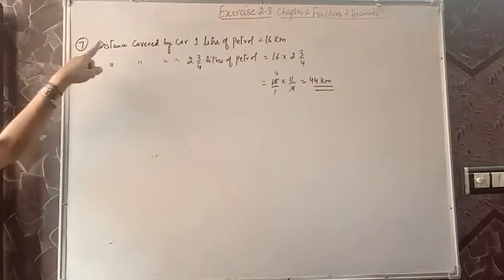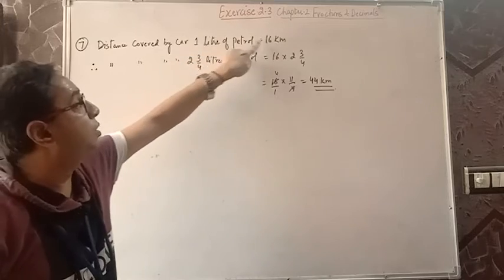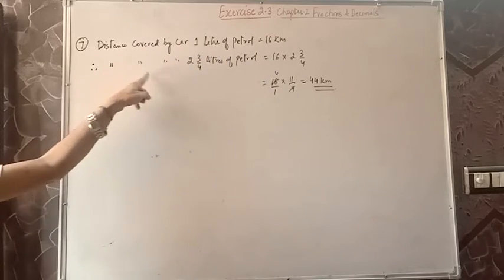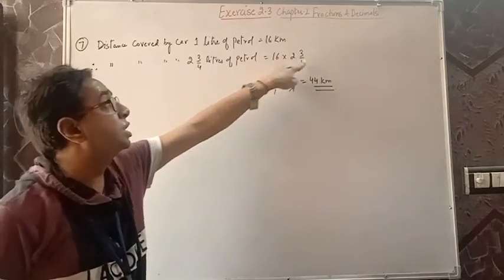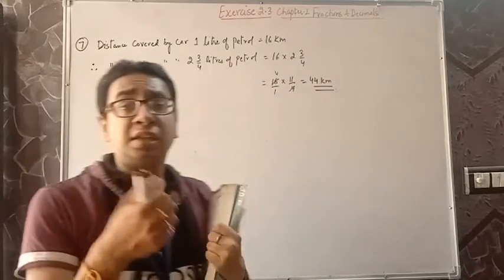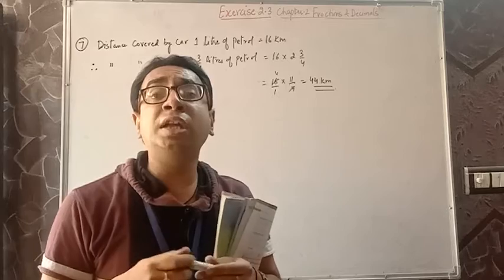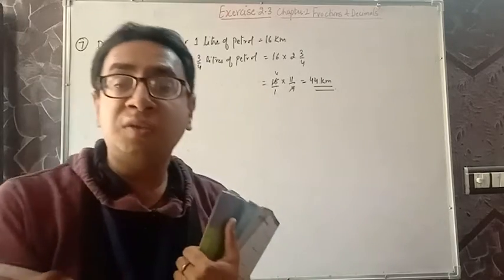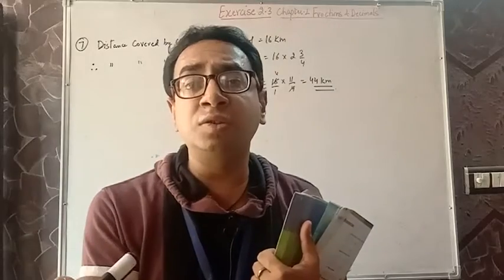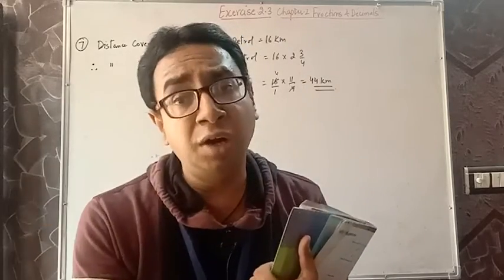Simple unitary method. Distance covered by car in 1 liter of petrol, that is 16 kilometers. Distance covered by car in 3/4 liters of petrol, that is 16 into this. If I ask you that you cover 50 kilometers of distance in 1 hour, in 2 hours, what distance will be covered? 50 into 2, that is 100 kilometers.